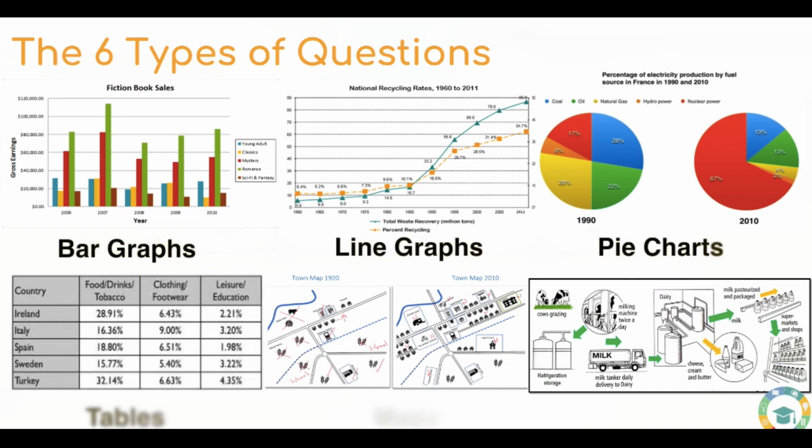For the first 5 types of visual information, that's bar graphs, line graphs, pie charts, tables and maps, there are 4 key questions you must ask yourself to make sure you're describing the key information. Now, for processes, it's a slightly different method of answering and selecting key information, but I will also show you how to do that.